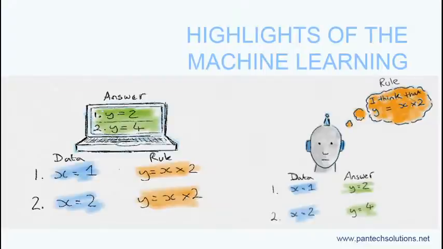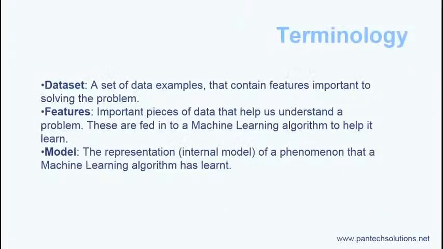Okay, highlights of machine learning. If you want to do any machine learning, the important thing we need is a dataset. The dataset will be available online, on websites like Kaggle, UCI or GitHub, or anywhere we can collect a dataset.